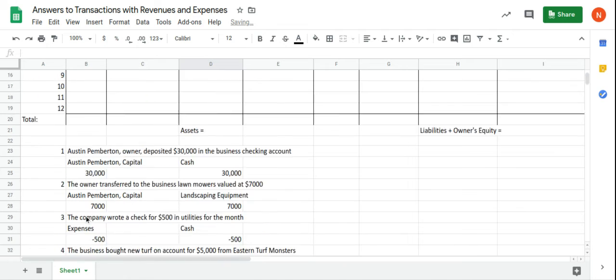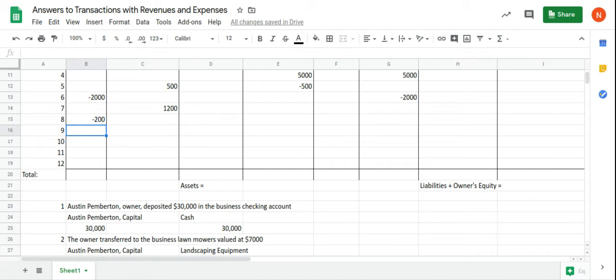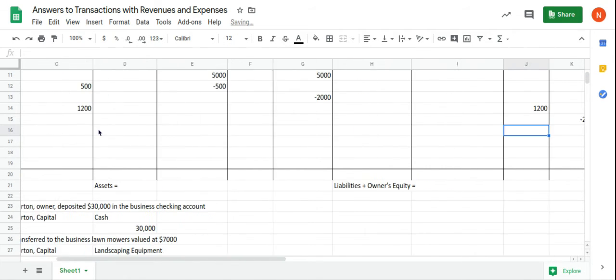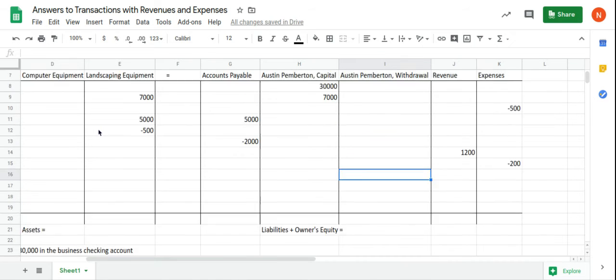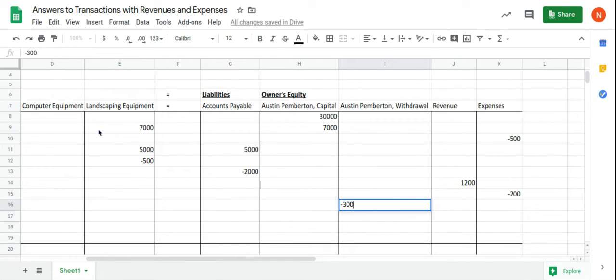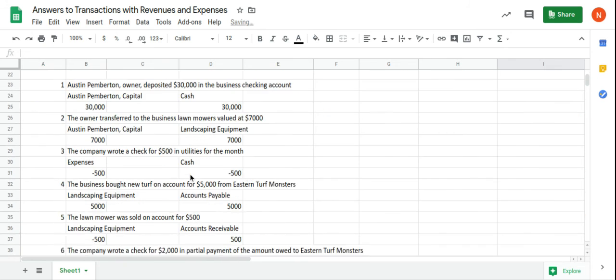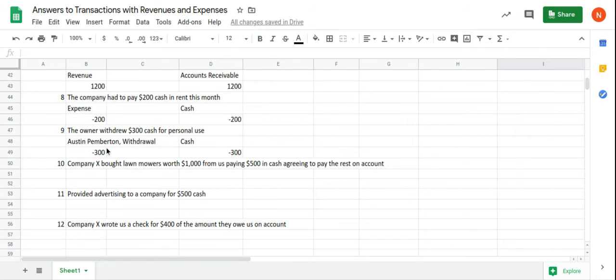Okay, so we go back up. Negative 300. And that should be it. Negative 300. Remember, we're not doing Austin Pemberton's accounting. We're doing the business's.